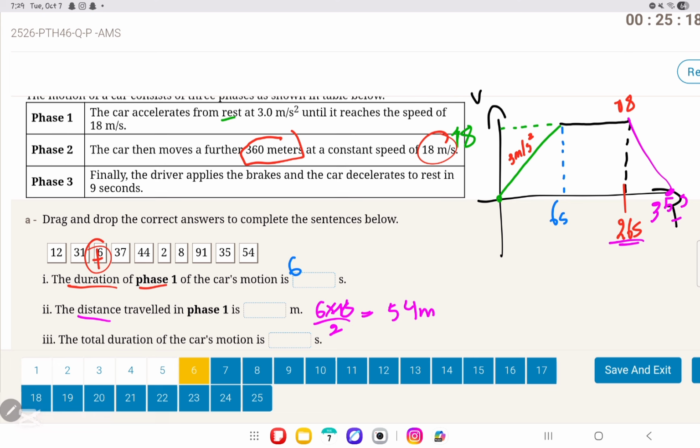Now, what do we do? What's the total duration of the car's motion? We found it, which is the last time, which is 35 seconds. Now, in the part under, they will ask us for the total distance covered.